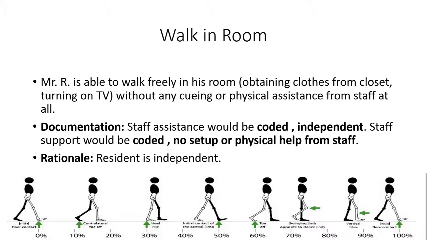Our documentation would look like this. Staff assistance would be coded as this individual is independent. Staff support would be coded as no setup or physical help from staff. Our rationale is the resident is independent. So we marked him as independent, no setup or physical help.